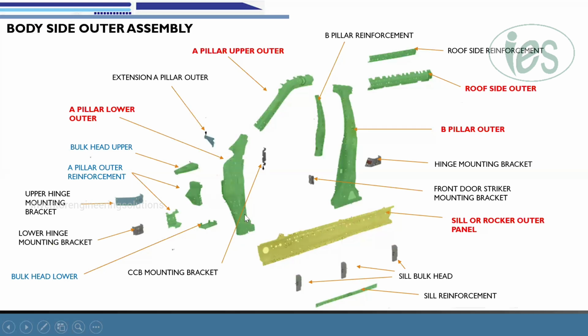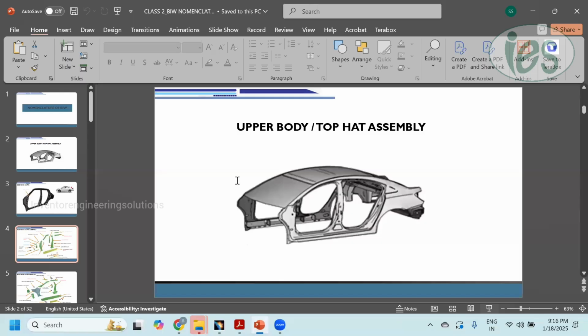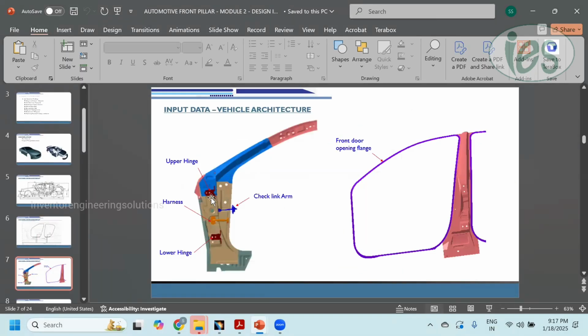This is the A pillar lower outer. The major purpose of this A pillar lower outer is to hold the front door system. How will it hold? With the help of hinges. So in this A pillar lower, we have the upper hinge, lower hinge, and the check link. These are the major parts fitted in the A pillar outer in order to hold the front door system. The front door system will be mounted with the help of these hinges only.